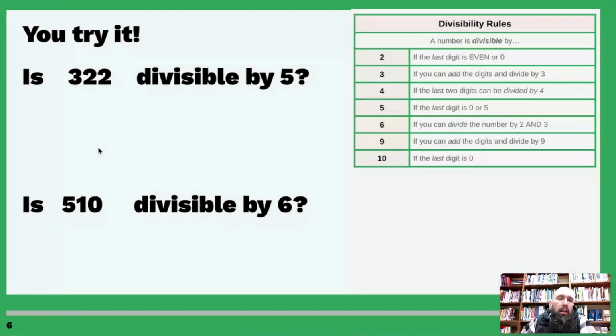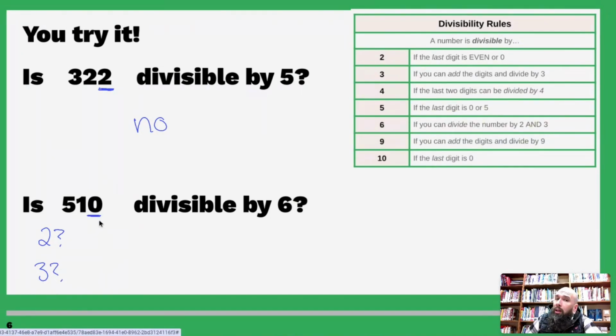Welcome back. Is 322 divisible by 5? Well, is the last digit a 5 or a 0? No. Then it's not divisible by 5. Okay? Is 510 divisible by 6? We need to check 2, and we need to check 3. So for 2, is the last number even, or 0? Is 0 even? Yes. So 2 is a yes.